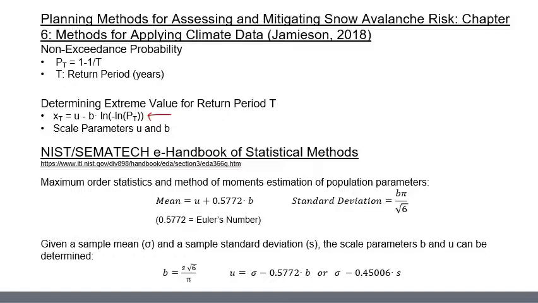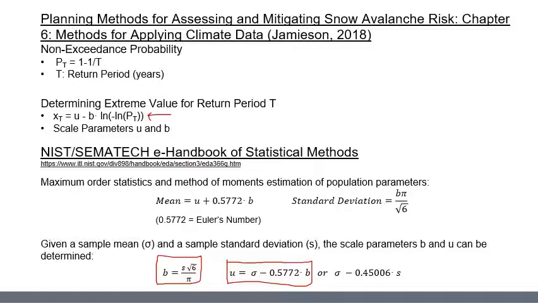If we rearrange both of these formulas, we get the two formulas here at the bottom where b equals the standard deviation times the square root of 6 over pi. That's one of our scale parameters. And u equals the sample mean minus Euler's number times b. Or the sample mean can be rearranged. Instead of using b, you can use the standard deviation.